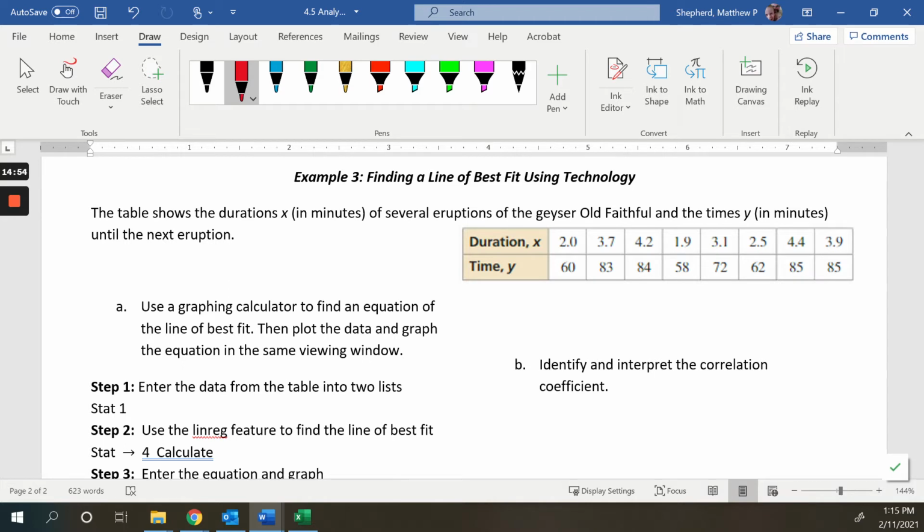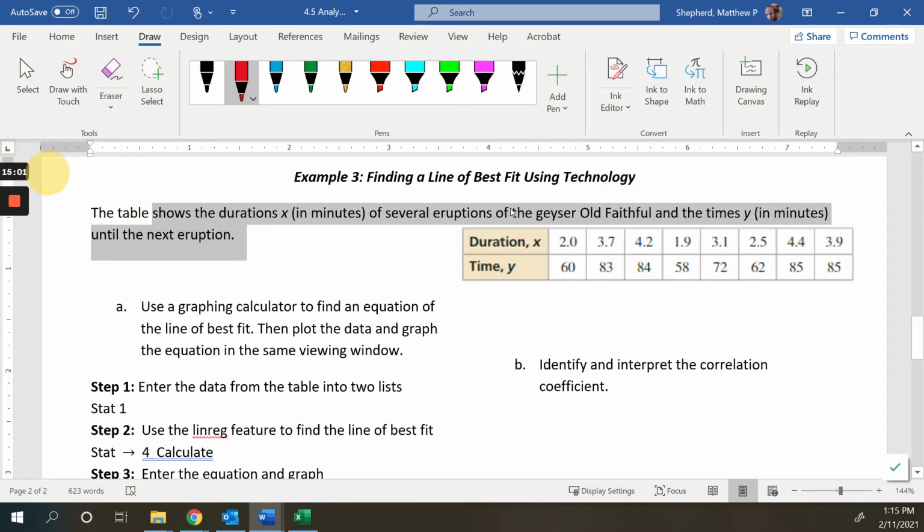All right, so over here we've got this table showing the duration in minutes of several eruptions from the geyser Old Faithful and the times in minutes until the next eruption. We're going to use a graphing calculator, Desmos, to find an equation for the line of best fit and then plot the data and the graph of this equation on the same viewing window. All right, then we're going to interpret our correlation coefficient.